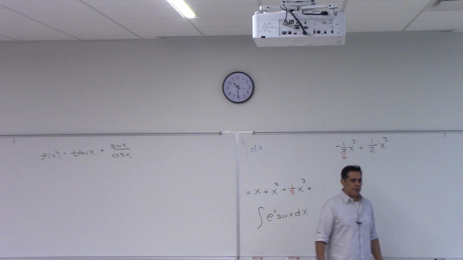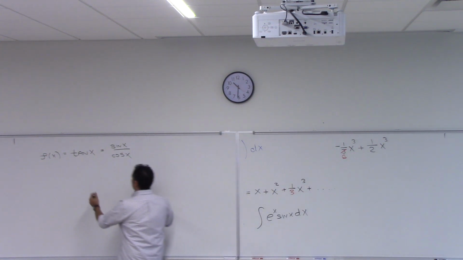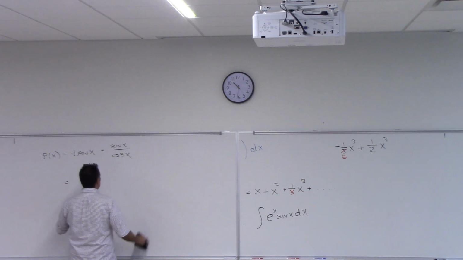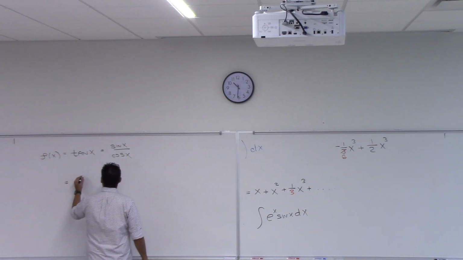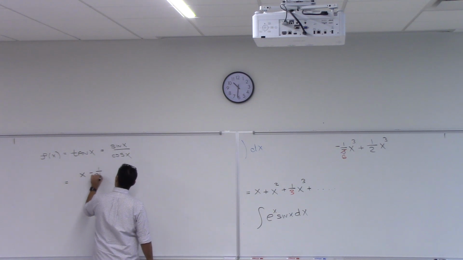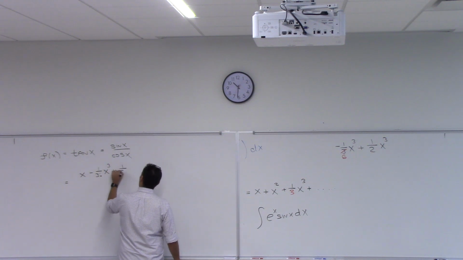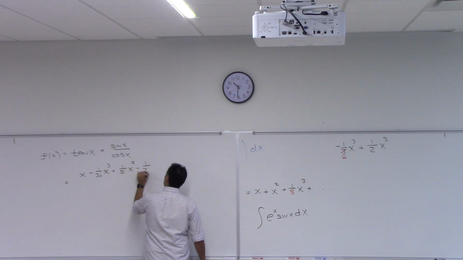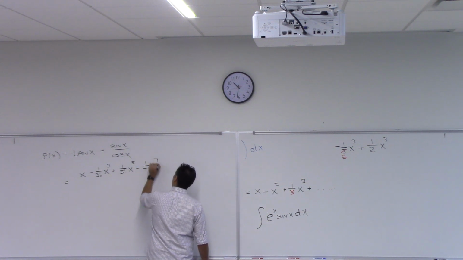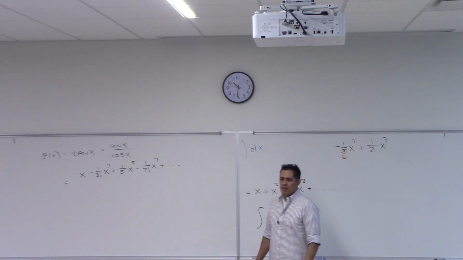And you know the series for each of those. So you have to take the series for sine. Let's write the series for sine out, but let's not write it in sigma notation. Let's write it out term by term. Sine was odd, right? So x minus 1 over 3 factorial x cubed plus 1 over 5 factorial x to the 5th, minus 1 over 7 factorial x to the 7th plus dot, dot, dot. That's sine. And you are doing what with it?